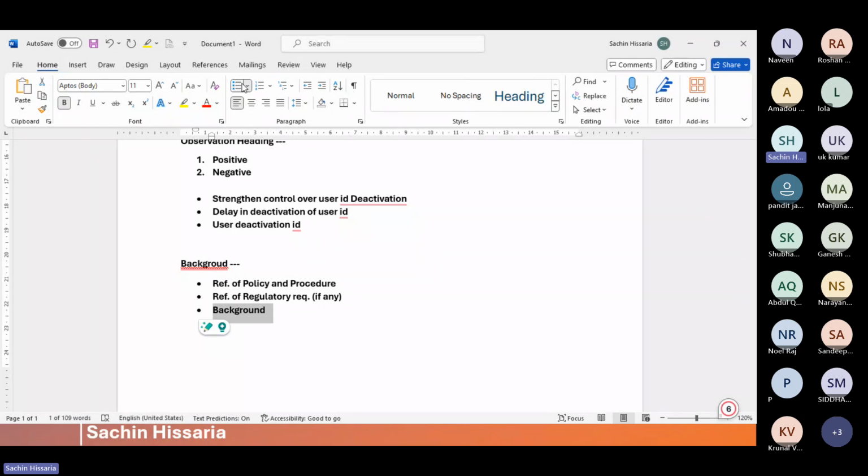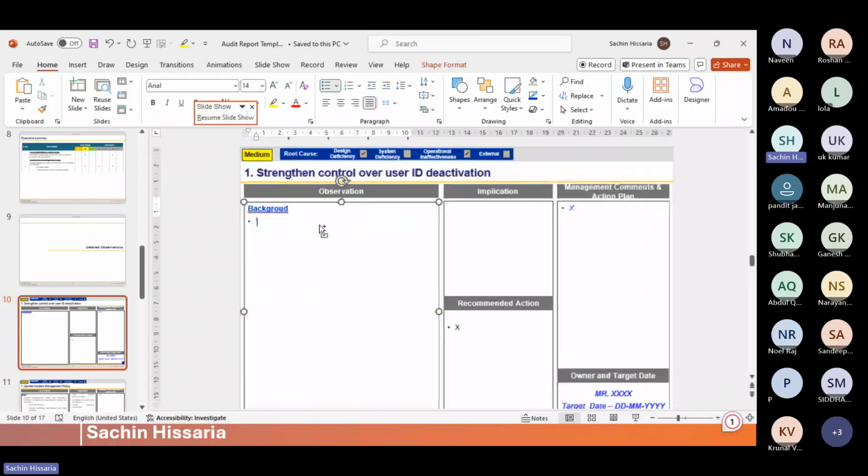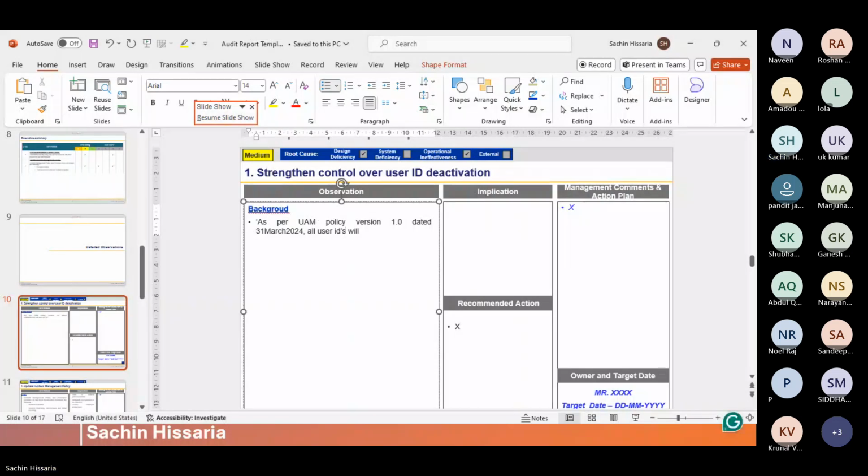Now in this case, for example, I will write my background like this: as per user access management policy version 1.0, whatever the policy version, dated 31st March 2024, all user IDs will be deleted within 24 hours from the last working day.